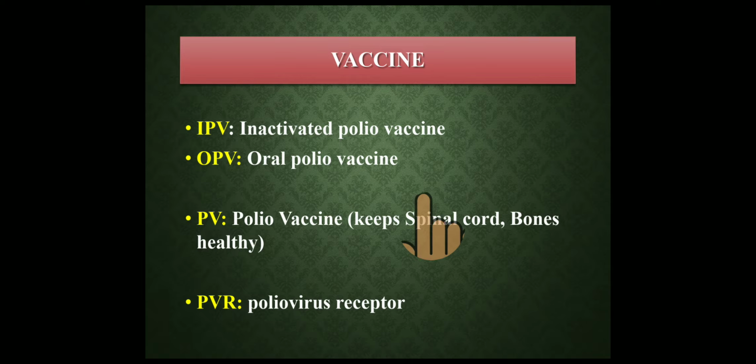Then different types of vaccines have been developed so that we will be protected. Some of them I am telling here. IPV, that is inactivated polio vaccine, and OPV, oral polio vaccine. Basically OPV is recommended these days, but based upon age, doctors prescribe what type of vaccine we should take. Why a vaccine is needed and how we form this vaccine, I will discuss in my next class. This polio vaccine generally keeps the spinal cord and bones very healthy, and poliovirus receptors, that is PVR, also play a major role in this infection.